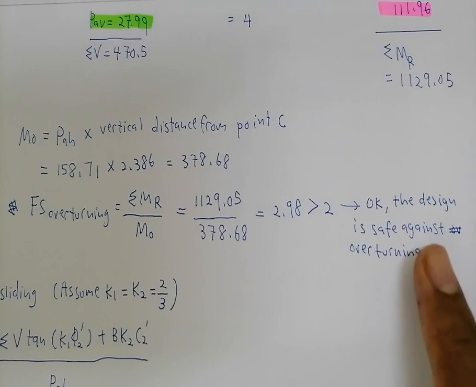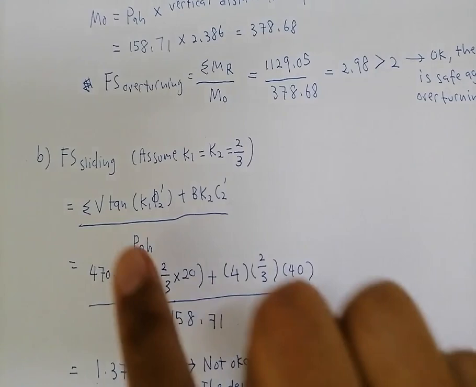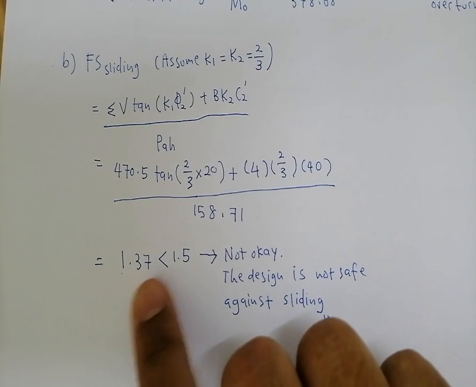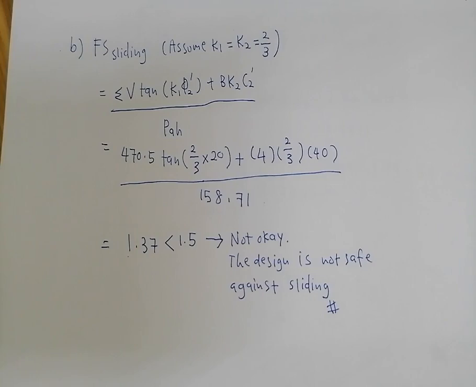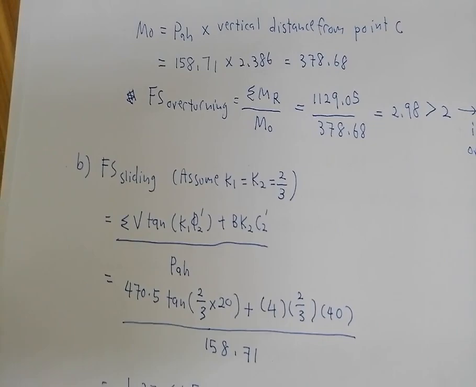However, when you check the factor of safety against sliding along the base, you get 1.37, which is less than 1.5, so this is not okay. So the design is not safe against sliding. Okay, so that's all for the calculation.